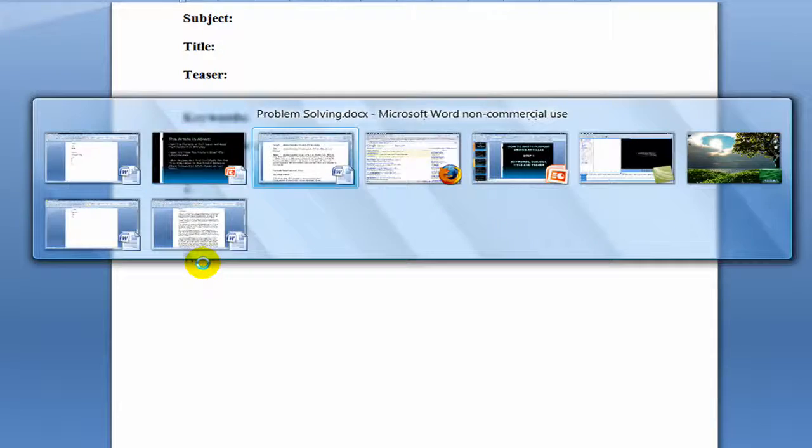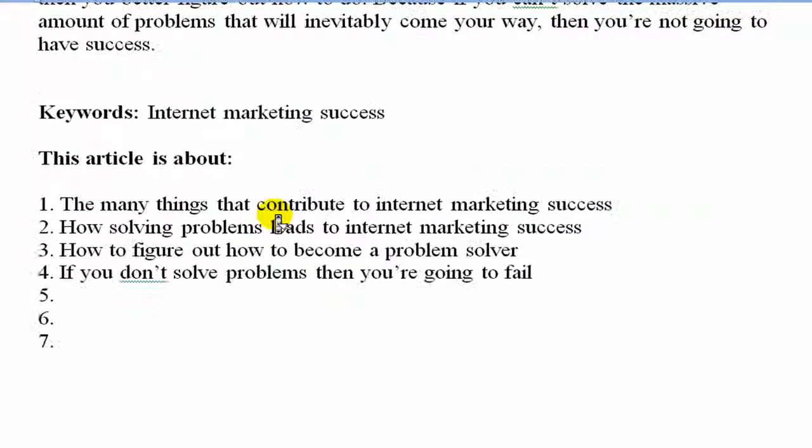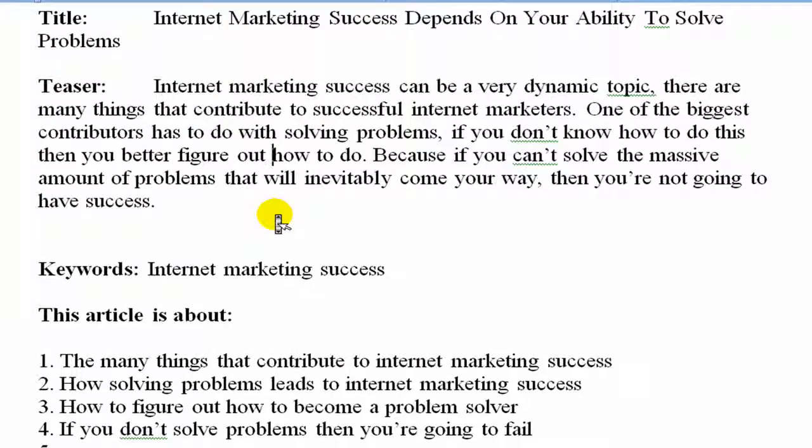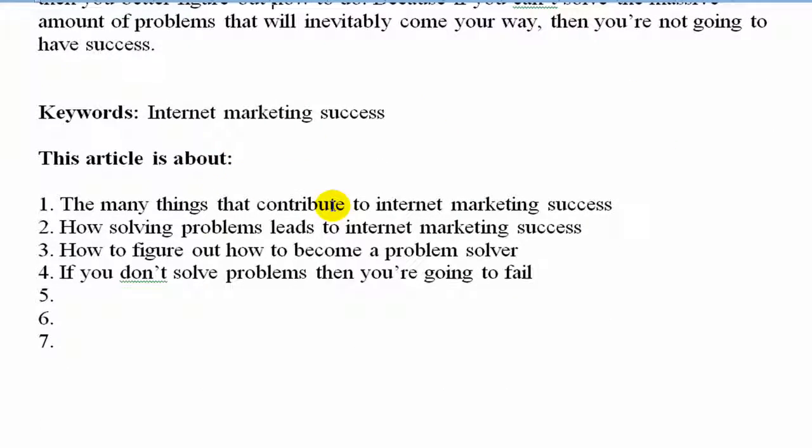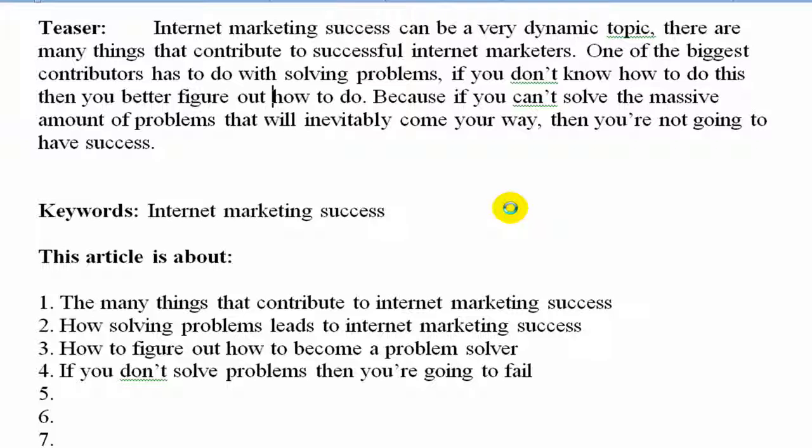So let me show you what this looks like in action here. I only have 4 of them because I did this a little bit earlier and I felt like this is a good article that I should go ahead and do a video on. So you take your teaser, and right here, internet marketing success can be a dynamic topic. There are many things that contribute to successful internet marketers. So this article is about the many things that contribute to internet marketing success. So there's an example right there.